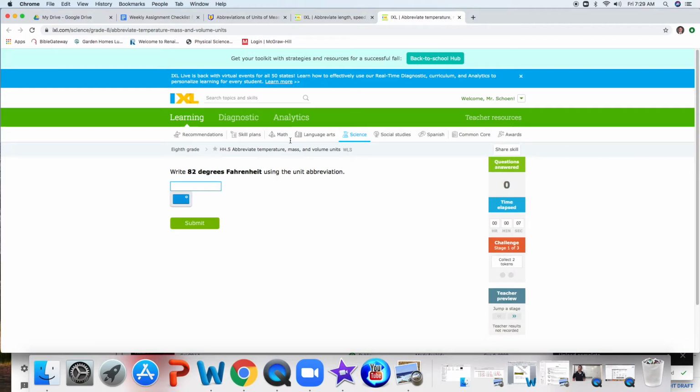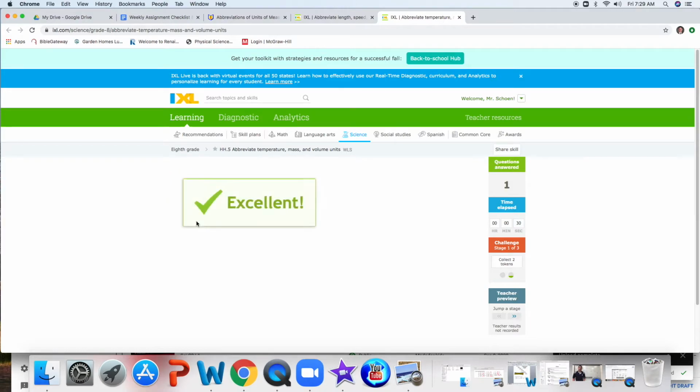Celsius and Kelvin. Those abbreviations are in your textbook. And then for mass and volume, you're going to take a look at those units either in the metric or customary way. It depends on what it's asking you to do. Right, 82 degrees Fahrenheit. 82, we use a degree symbol. Got that correct. 25 degrees, the way in which it's read is the way in which it's labeled with a capital C.